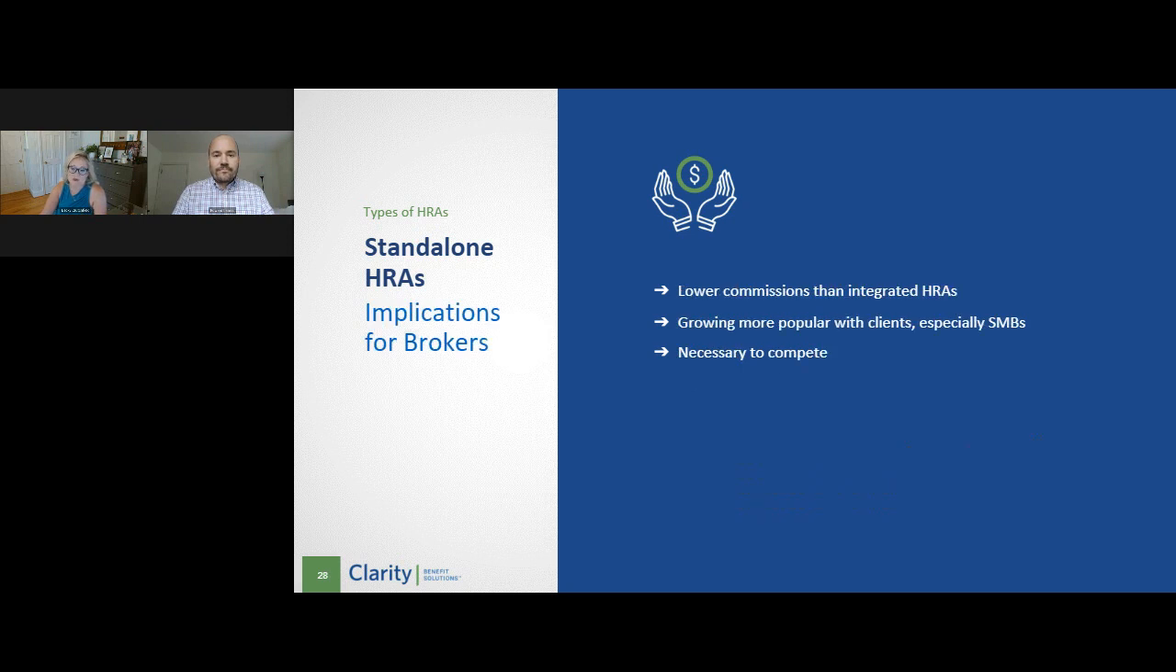And it's understandable why brokers are not as enthused about standalone HRAs as they are for integrated HRAs, obviously, because standalone HRAs are not tied to group health plans, which means they're also not tied to the commissions group health plans pay an employer's broker of record. That being said, ICHRAs and QSEHRAs are really gaining in popularity. And if you're competing for smaller employers who feel they just can't offer a group health plan option because of the cost, you need to be aware of these options because your competitors will be.